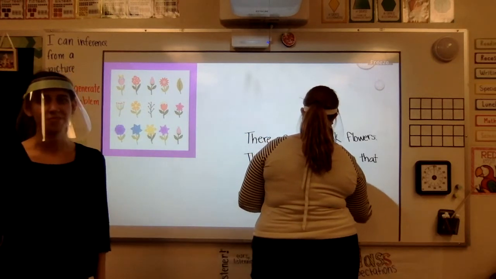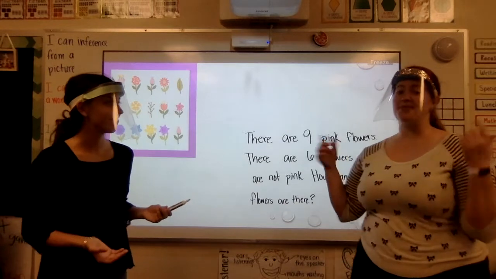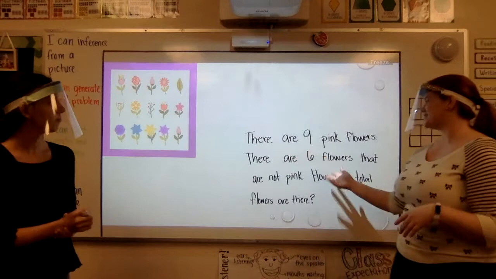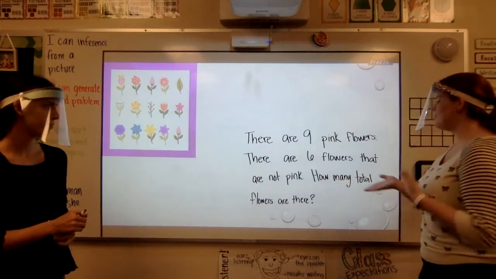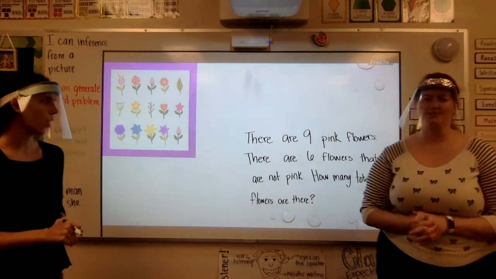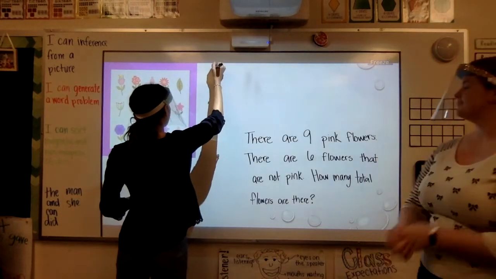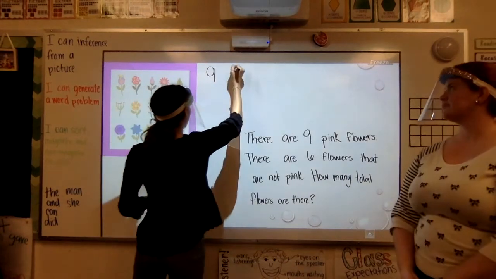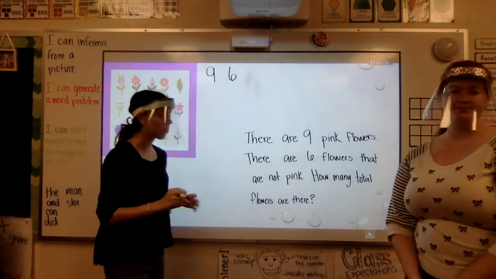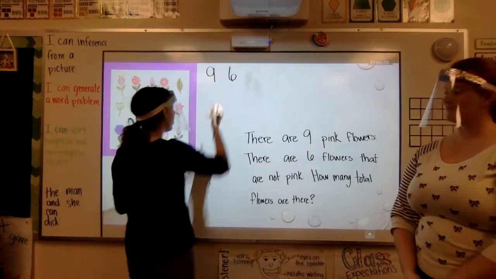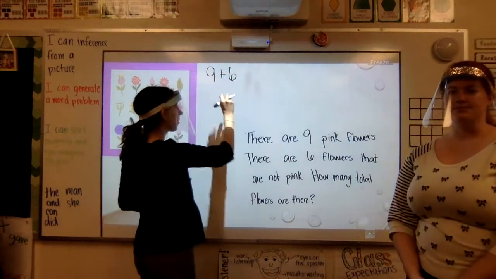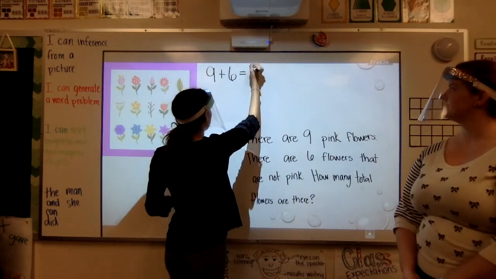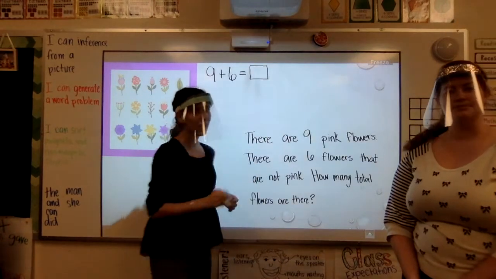Okay, so Miss Lestico is going to set up the number sentence to match our problem. There are 9 pink flowers. There are 6 flowers that are not pink. How many total flowers are there? All right, so I know that there are 9 pink flowers, and there are 6 flowers that are not pink. And if I want to know the total number of flowers, that means I would have to add together the pink flowers and the not pink flowers in order to equal something, so my result at the end.